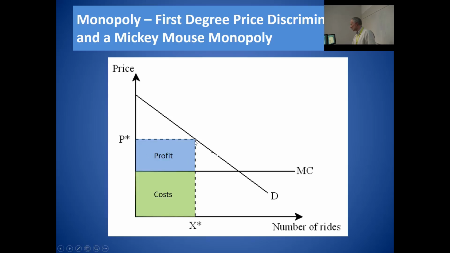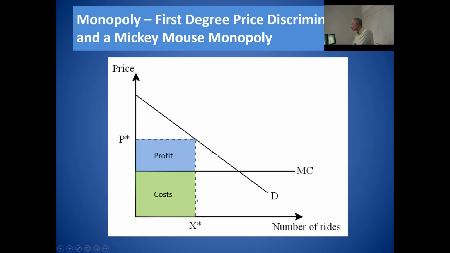So that difference between costs and the price is profit. So by setting the price of P star, Disneyland is able to make a profit per ride equal to that shaded area. But, again, go back now to this idea of perfect price discrimination.